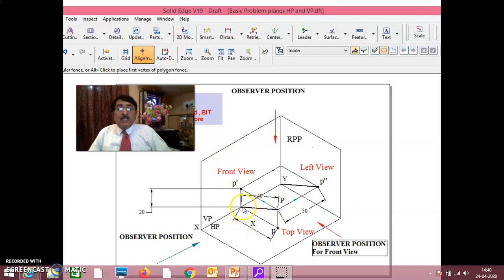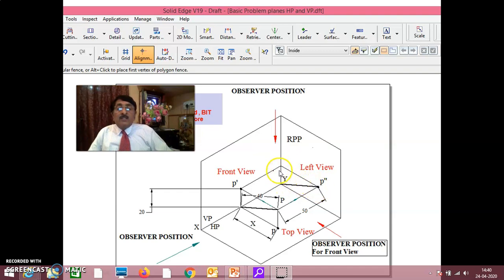That means the shortest distance is this distance. Can you understand? From the intersection of VP HP means from XY line you take. This 40 mm is this. Okay, the shortest distance of this point from the intersection of VP HP is 40 means this. Please understand, any shortest distance problem, this 40 mm, don't you think it is parallel to RPP? And this 40 mm will be this 40 mm. Can you understand? Where you locate P double dash.